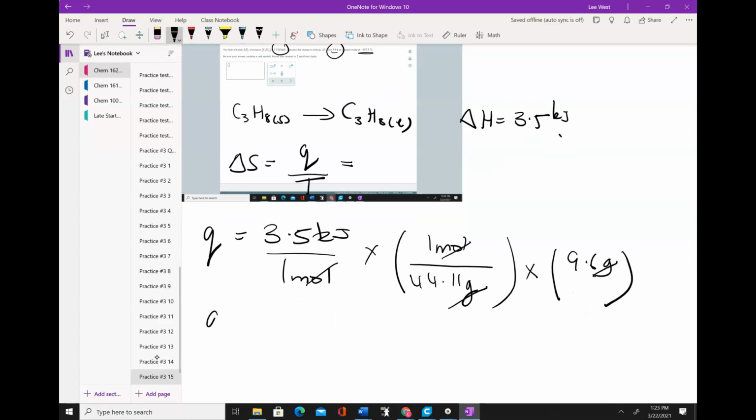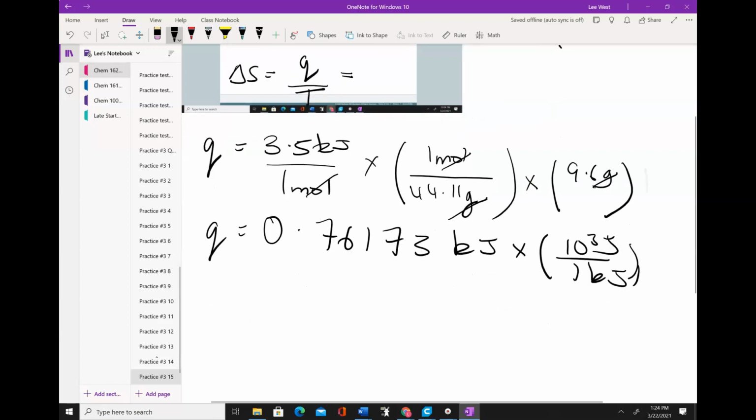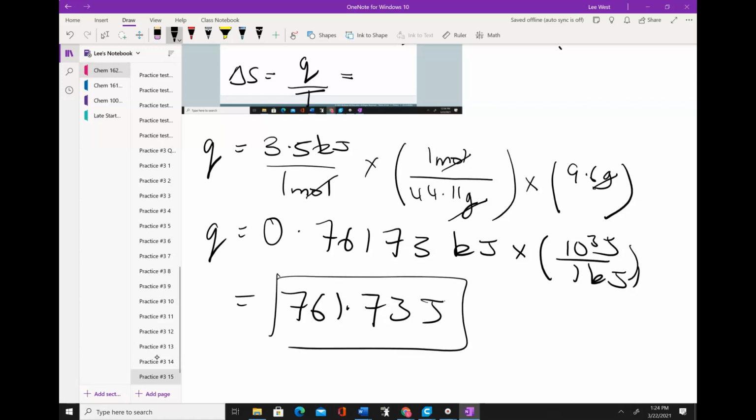There's our heat that's going to be transferred, right? So our kilojoules per mole times 1 on the molar mass times the grams is going to give me the total heat transferred in kilojoules. So 3.5 divide 44.11 times 9.6. There we go. So it ends up being 0.76173 kilojoules, and we get 10 to the 3 joules for 1 kilojoule. So times that by 1,000, 761.73 joules. Okay, so that's our Q.